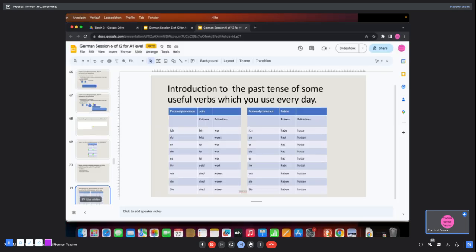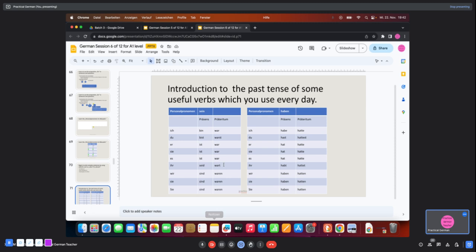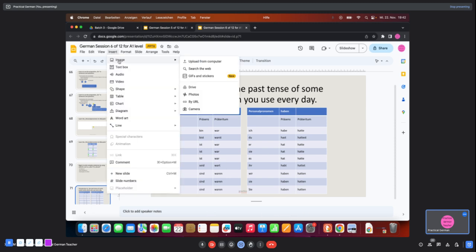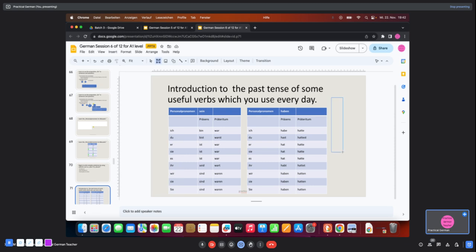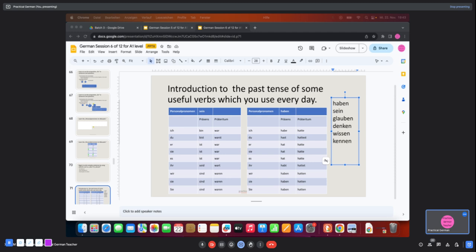Just make a list of, for example, I will write a list of verbs. If you can, take a screenshot or write it down. So haben, sein, glauben, denken, wissen, kennen. Just learn the Präteritum as well. If you're asking how should I learn this, just go to this leo.org website and type, for example, wissen. It means to know, and click on this book symbol.